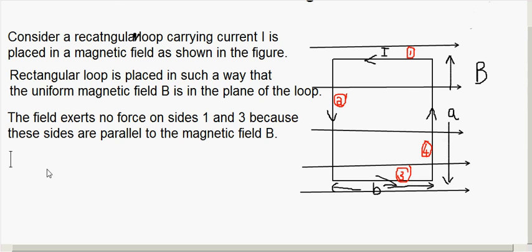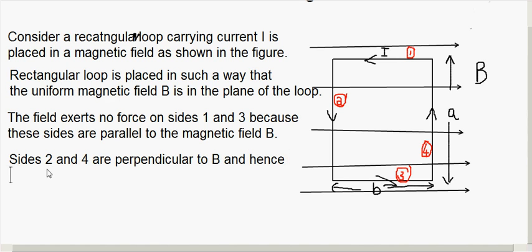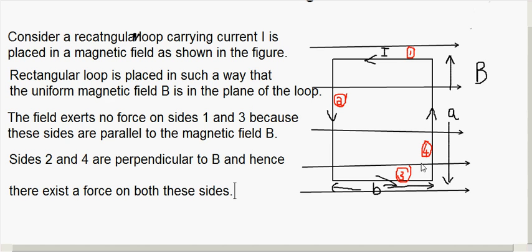So the sides 2 and 4 are perpendicular to B and hence there exists a force on both these sides. So there is a force acting on side 2 and 4. We have to calculate what are these forces. So let us say the force acting on side 2 is F2.